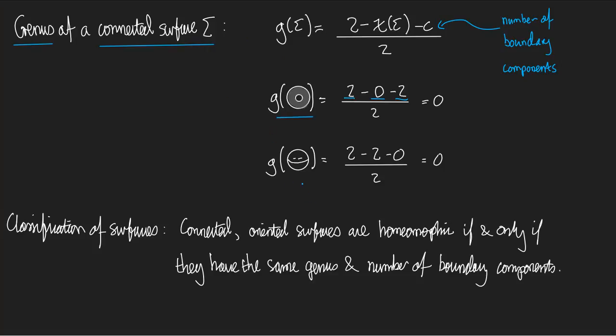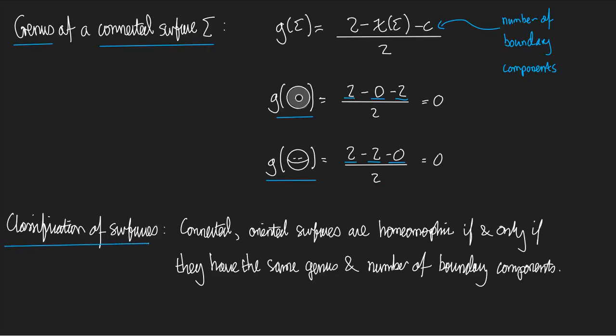Similarly, for the sphere, I have 2. I subtract the Euler characteristic of the sphere, that's 2, and then I subtract the number of boundary components, which is 0, and I get 0 again.